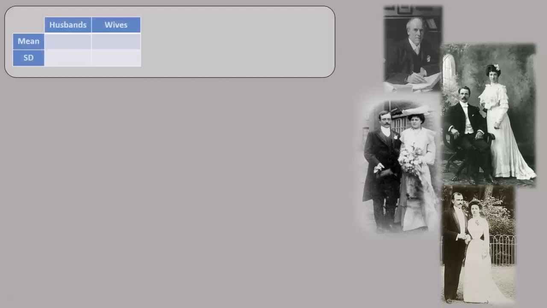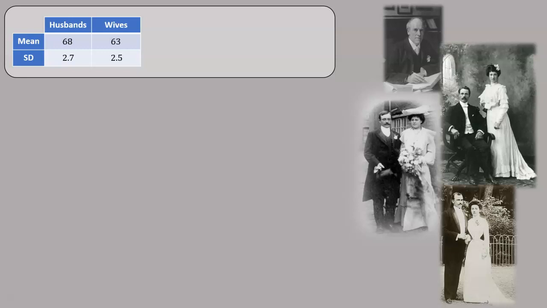Anyway, let's look at another historical example drawn from Pearson's own data. Instead of looking at the heights of fathers and sons, Pearson considered the heights of husbands and wives. Once again, I'll compile his basic findings in a table. When Pearson examined the husbands in his study, he found that their mean height was 68 inches with a standard deviation of 2.7. When he turned his attention to the wives, he found a mean height of 63 inches with a standard deviation of 2.5 inches.